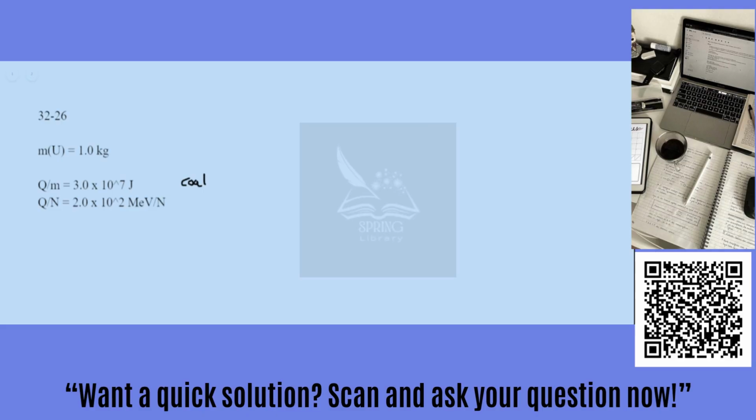If we have a mass of 1 kilogram of uranium, we know the energy released per mass of coal. So I'll clarify here, this is for coal. If the energy released during a uranium fission, so this Q over N is energy per uranium, we need to know how many kilograms of coal. So the mass of coal is what we're trying to solve for. How many kilograms of coal must be burned to produce the same energy as this expression here.